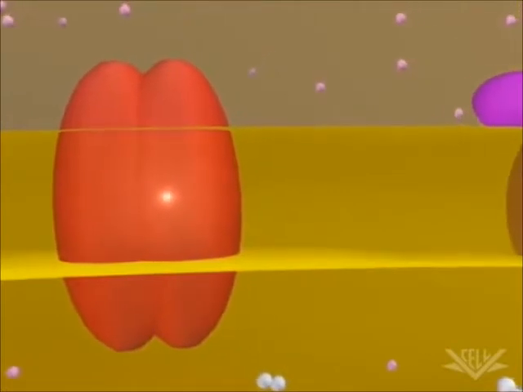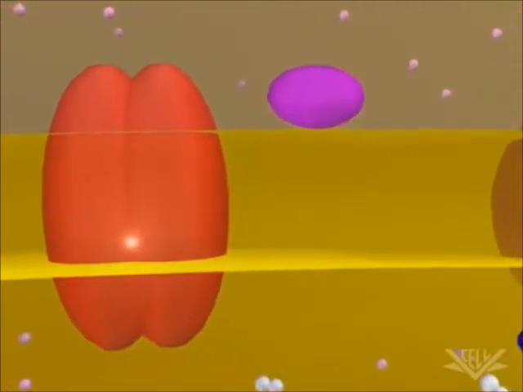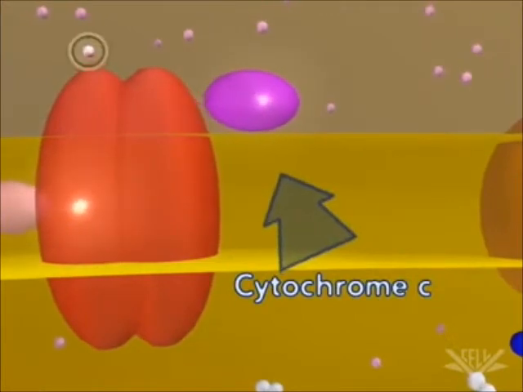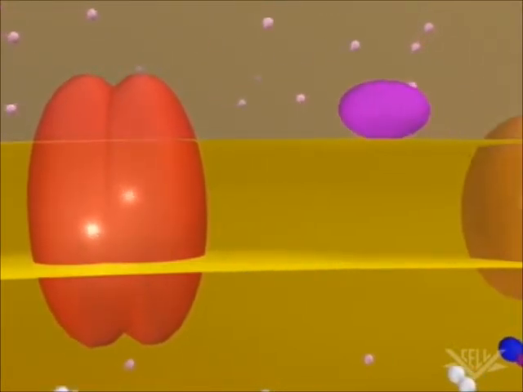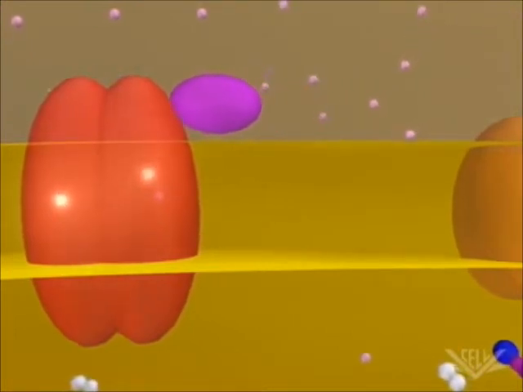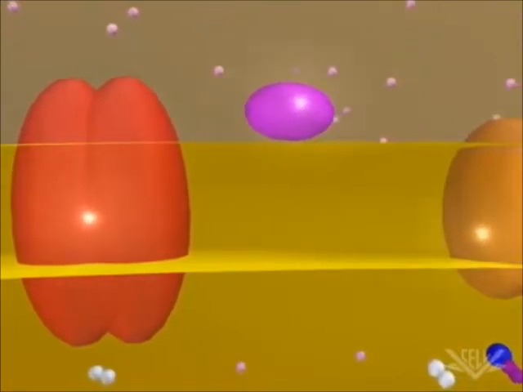Each electron is then passed from the cytochrome BC1 complex to cytochrome C. Cytochrome C accepts each electron one at a time. 1 hydrogen ion is pumped through the complex as each electron is transferred.